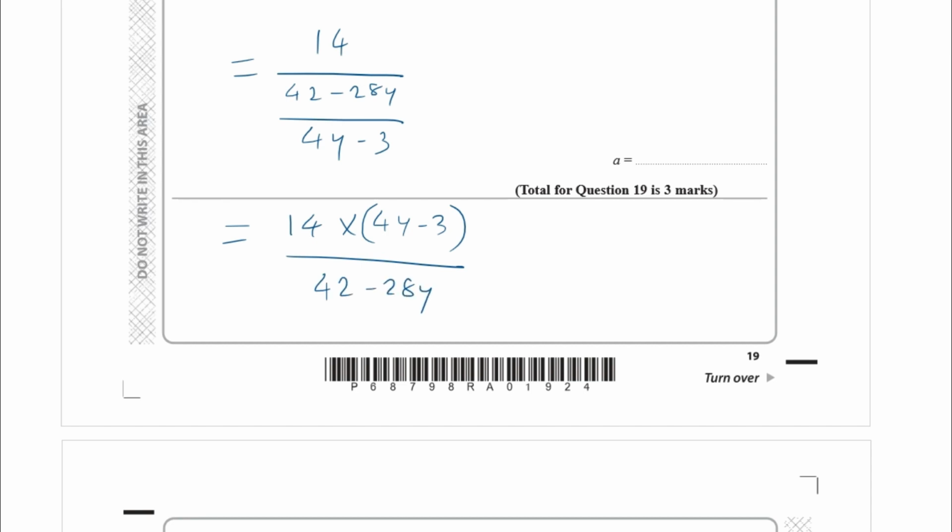And so 14 times 4 is 56, so we'll have 56y at the top, minus 3 times 14. 3 times 14 is going to be 42, and all of that is divided by negative 28y plus 42.